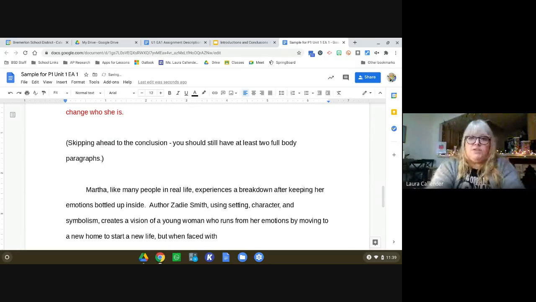You guys, I just want you to know this is what real writers do. So if you struggle like this and you don't know what you're writing, I want you to see that even your English teacher struggles with putting her words down. So this is what all writers go through. But when faced with, now I'm thinking symbolism. Author Zadie Smith, using setting, character, and symbolism, creates a vision of a young woman who runs from her emotions by moving to a new home to start a new life.